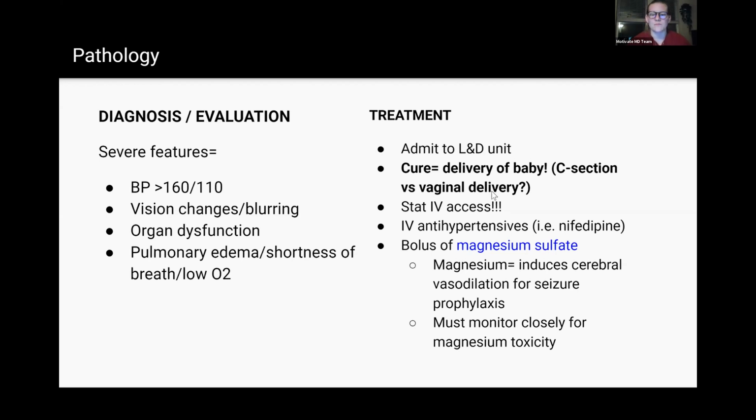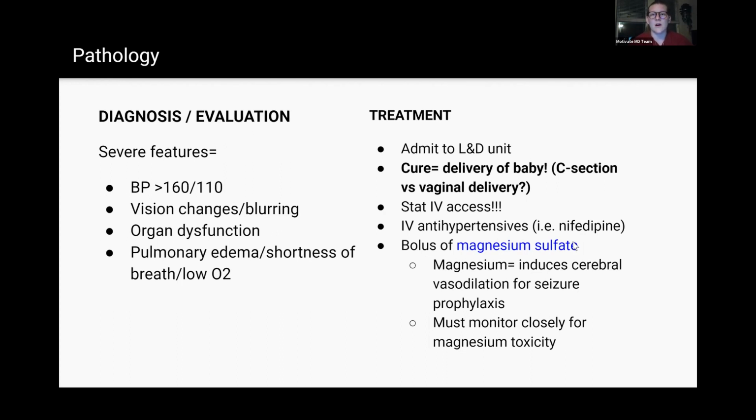You do want to get IV access in someone who is unstable and who has severe features so that you can give medicines through their IV. So, like I said before, you're going to empirically give antihypertensives. This would be nifedipine, or a couple other drugs that we'll talk about in a second. And then the big one here is a bolus of magnesium sulfate.